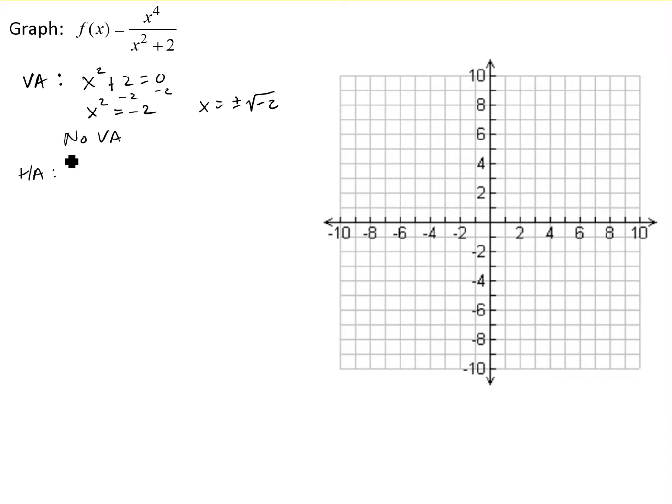A horizontal asymptote depends on the degrees of the top and bottom. The degree of the top is 4, and the degree of the bottom is 2. Since the degree of the top is greater than the degree of the bottom, there is no horizontal asymptote.